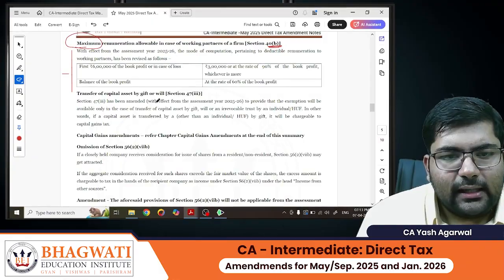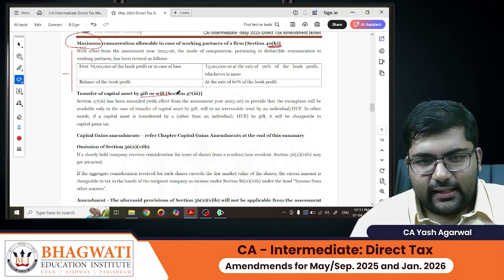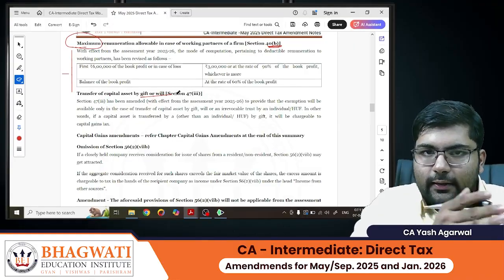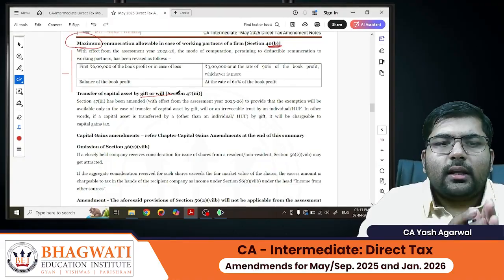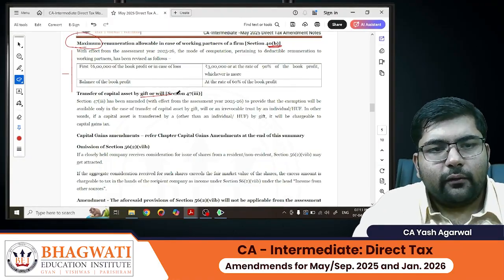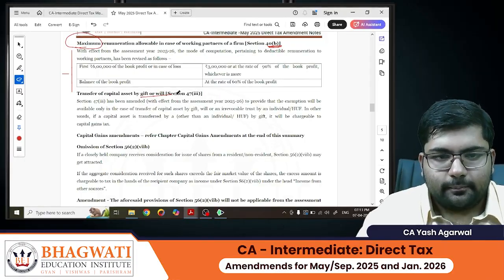Transfer of capital asset under a gift or a will. This earlier was not restricted to certain SSEs. Any SSE who transferred an asset under a gift or will, such transfer was excluded from the definition of transfer. It was not considered a transfer at all. No capital gains would arise on this transaction.